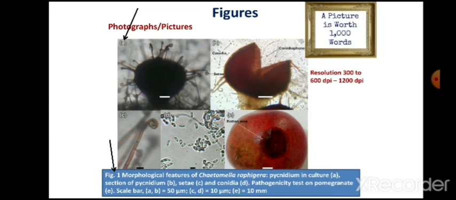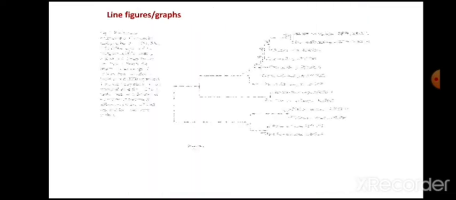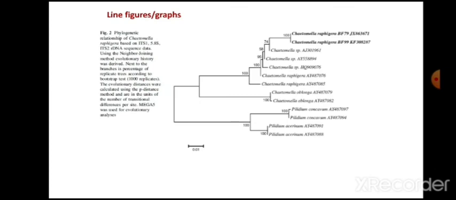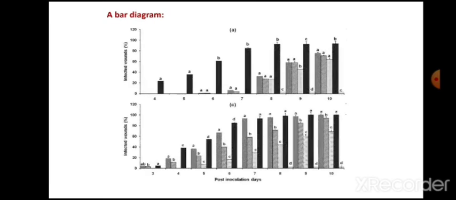The resolution of the figure should be good enough so that while printing your project report, it should not lose any kind of resolution. It can be a line figure or graph. Now this is a phylogenetic analysis. Every figure has a figure number, followed by a figure caption. So the whole information related to this content has to be described in the figure caption.